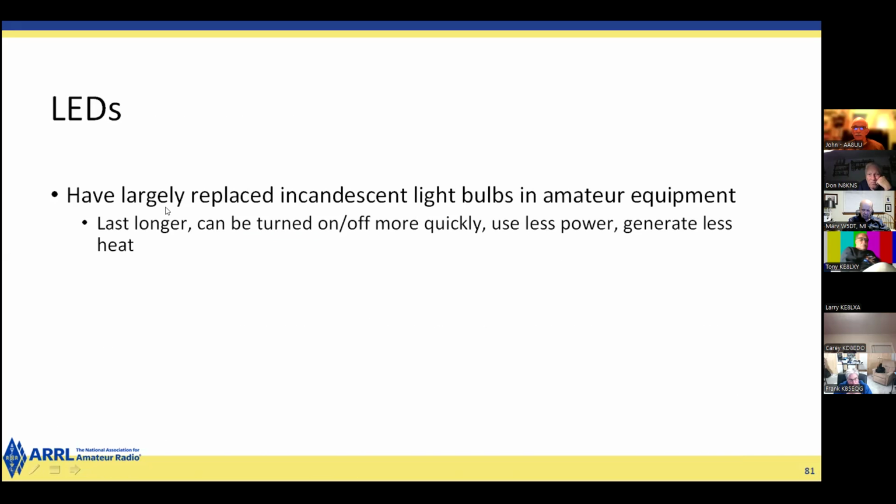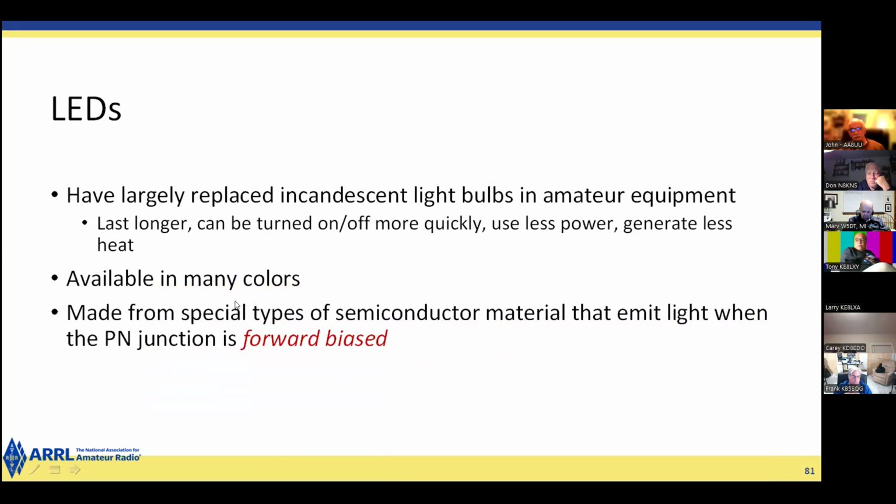LEDs have largely replaced incandescent lamp bulbs in amateur equipment. They last longer, can be turned on and off more quickly, use less power, and generate less heat. The transformation is almost over. They are available in many colors, made from special types of semiconductor material that emit light when the PN junction is forward biased.